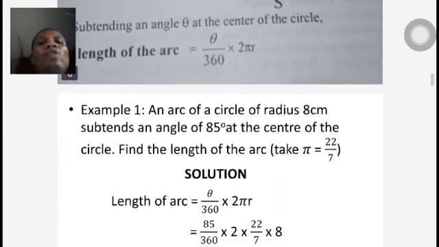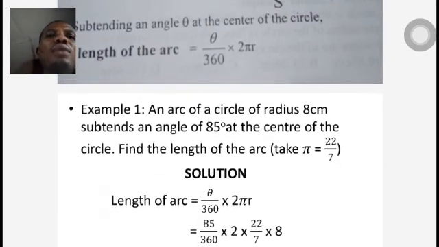Now we move to example 1. Example 1 says an arc of a circle of radius 8 cm sustains an angle of 85 degrees at the center of the circle. Find the length of the arc. Take pi to be 22/7. Anytime you are given the value for pi, make sure you use the value you are given.